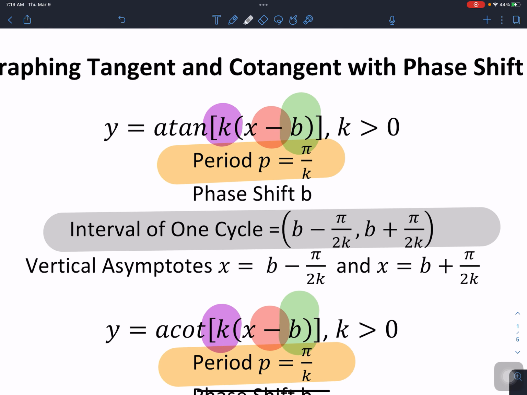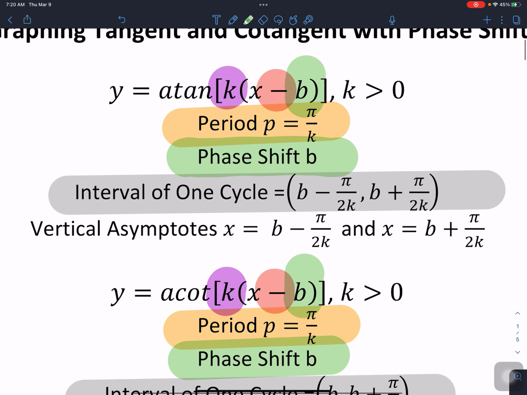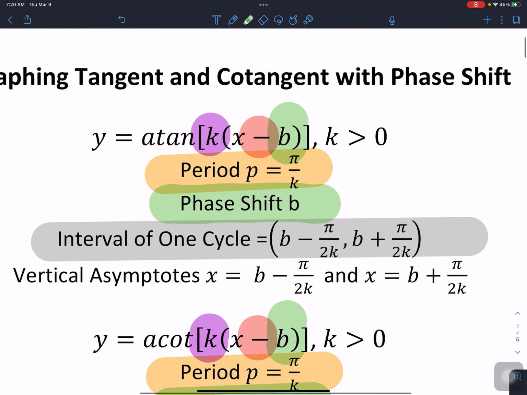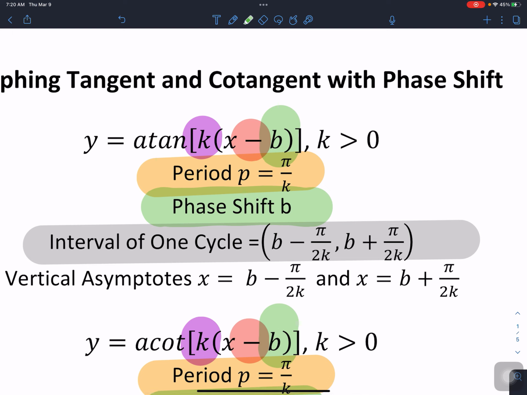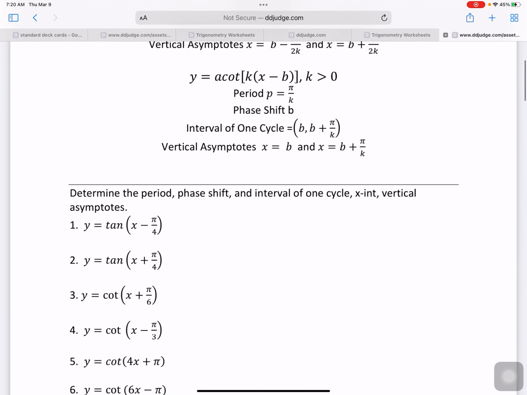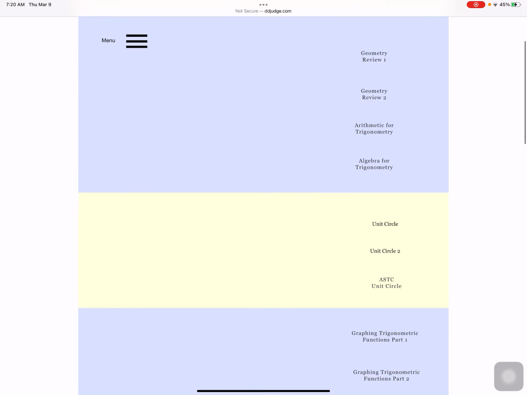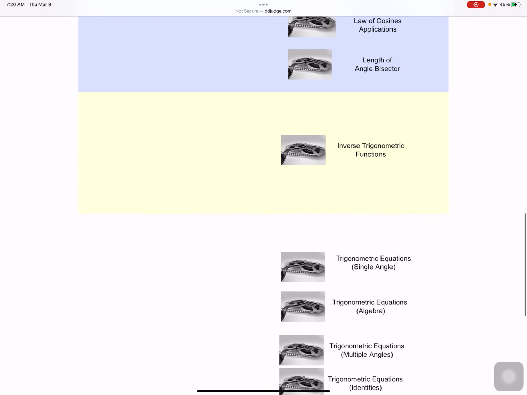Remember, b is that phase shift value. Do you have an a value by any chance? You do have an a, but this is not the amplitude. Remember, for tangent and cotangent, you don't have an amplitude. Okay? So this is the information we're going to use to start sketching these curves. And again, this is all from my website here, the trig worksheets, and it's actually in Canvas for you guys as well.